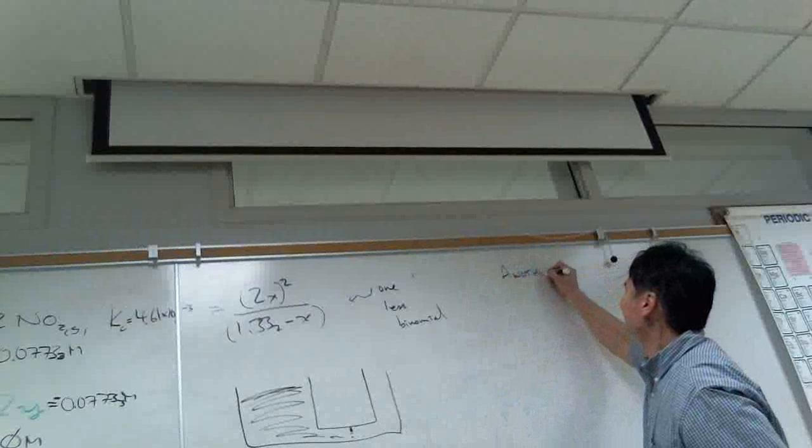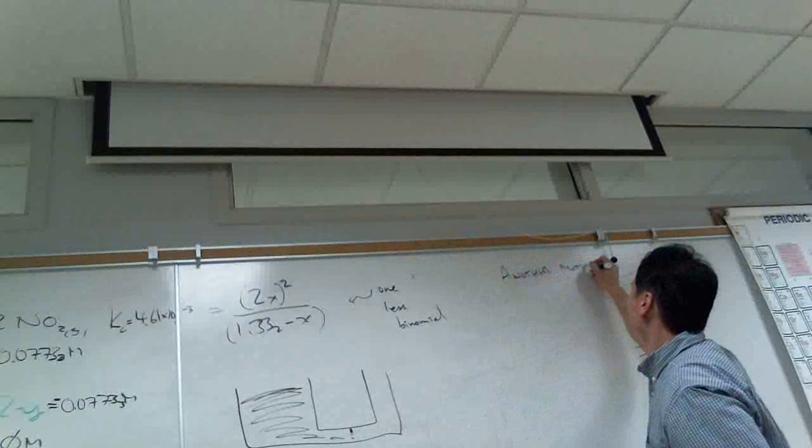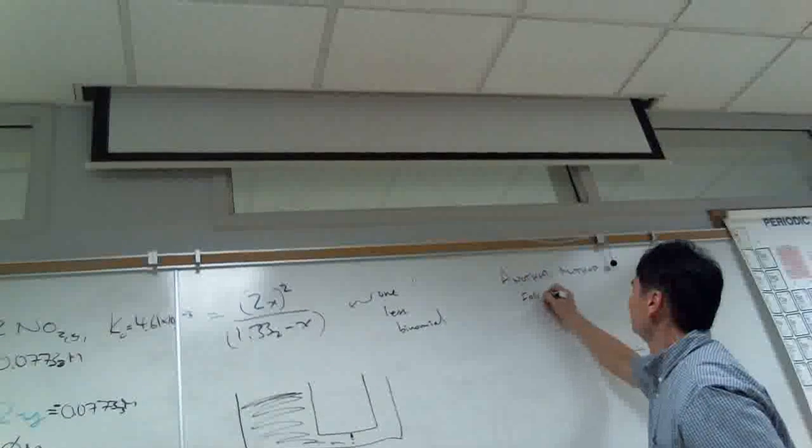Okay, another method for simplifying the math is called the simplifying assumption, SA. And the simplifying assumption goes like this, you know.